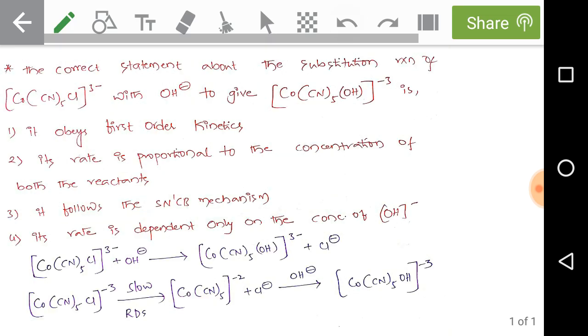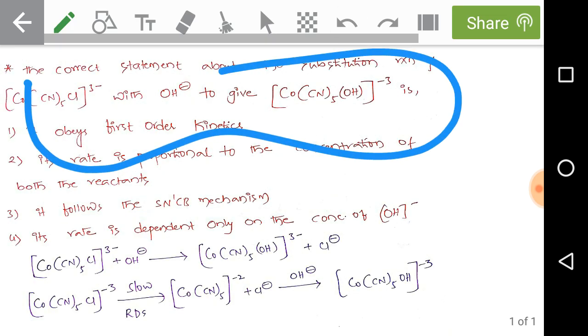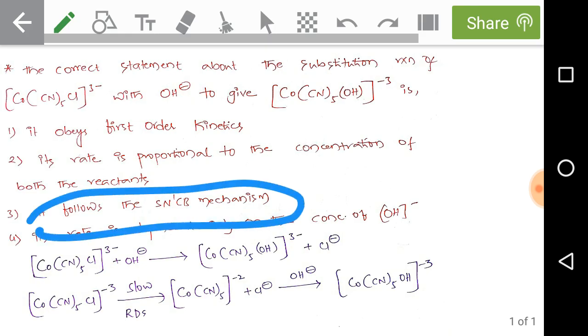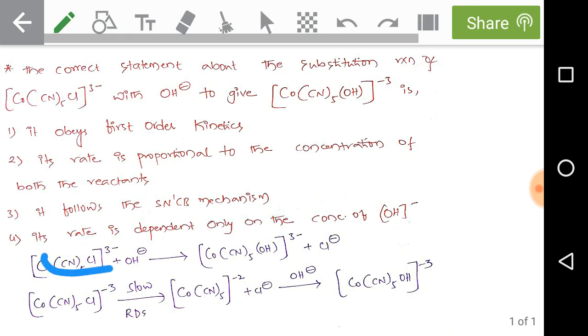Okay, right, next one: the correct statement about the substitution reaction of the cobalt complex with OH minus ion to give the particular product. Just observe it. It obeys first order kinetics. Its rate is proportional to the concentration of both the reactants. It follows the SN1CB mechanism. Its rate is dependent only on the concentration of OH minus ion.